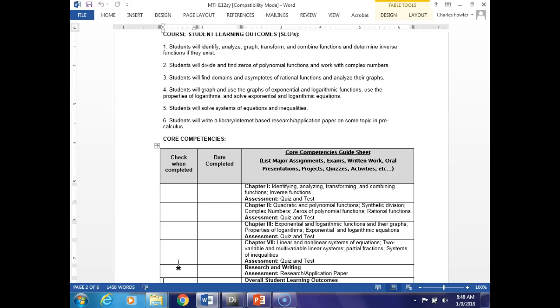So that will be every test. Chapter 2, this is this one. Quadratic and polynomial functions. That all falls under polynomial functions. Synthetic division. Complex numbers. We'll just do a little bit of that. Zeros of polynomial functions. And then this one is rational functions. And again, we'll have 2.1, 2.2, and 2.3 quiz, take-home quiz, 2.4, 2.5, 2.6 test.